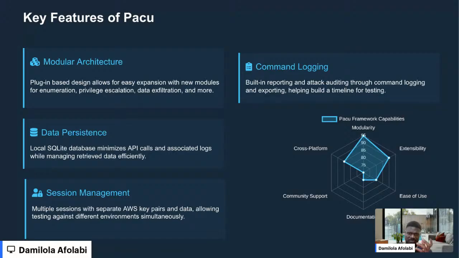Another feature is data persistence. Pacu is smart, based on how it's built. When it discovers information like a list of users or S3 buckets, it saves the data in a local database. This is brilliant because it minimizes the number of API calls it has to make to AWS, which means less noise for security monitoring tools to potentially pick up the activity.